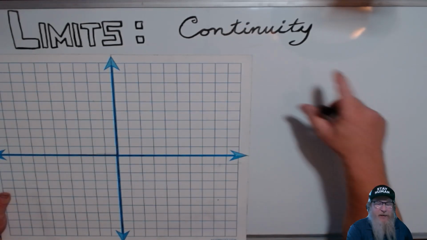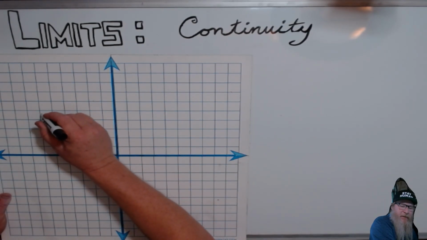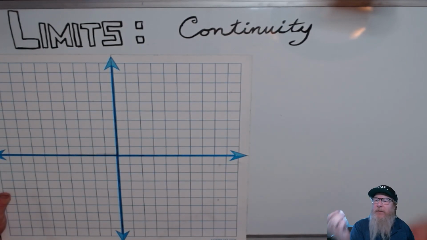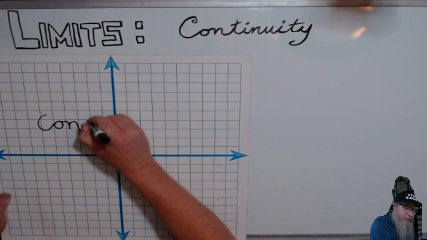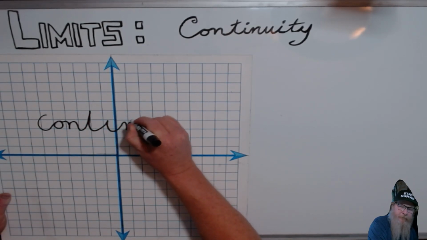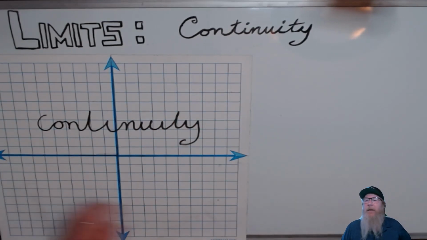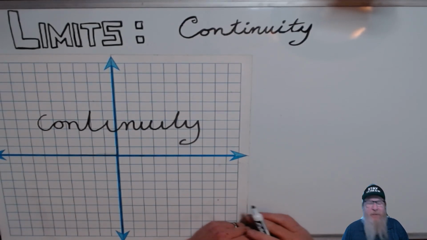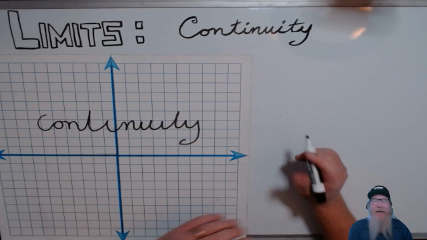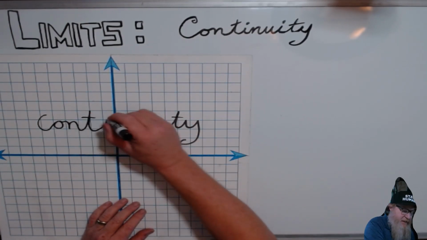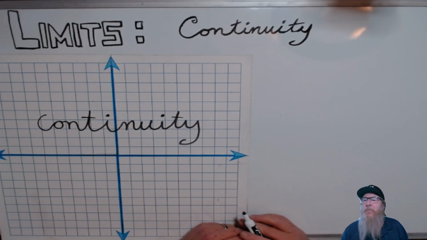So let me try this. I wrote this before we started the video. Let me try it live here. See if I can write the word continuity without lifting my pen. Let's see. All right, that's the best I could do without lifting my pen. So notice even cursive writing is not always continuous. It's very difficult to cross your T's or to dot your I's without lifting your pen.